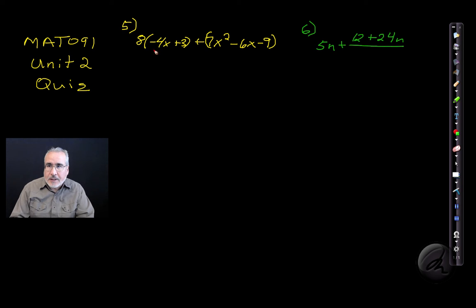parentheses at the front here, and we're going to need to distribute the 8 to each of these terms. So we'll take 8 times negative 4x. That will give us negative 32x. Then we need to take the 8 times 3, so that will give us plus 24.